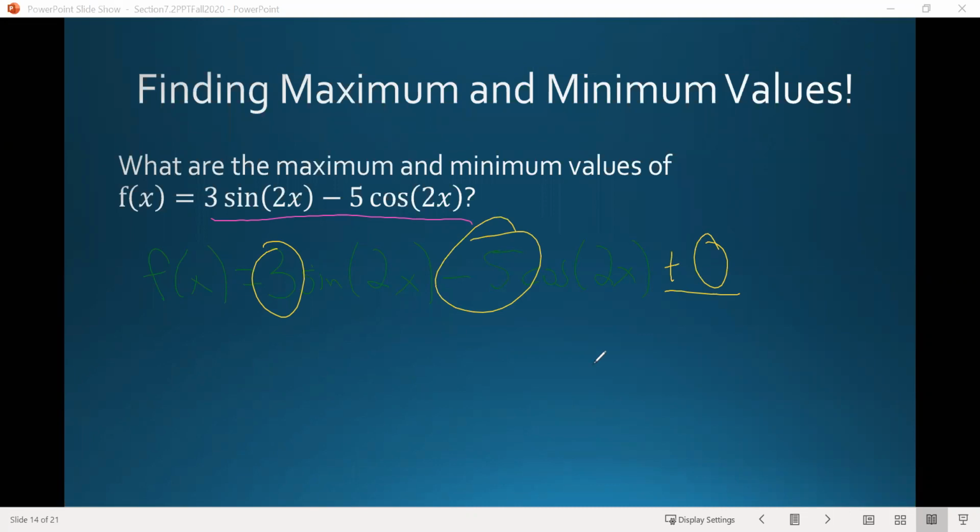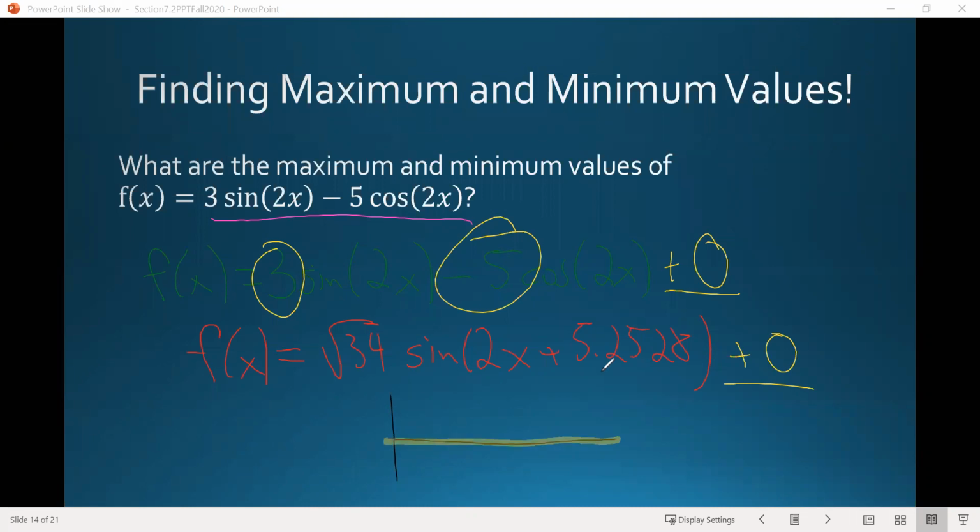But we saw on the previous slides that this function could be rewritten as follows, as f of x equals, sorry, I'm looking for the answers in my notes. There they are. Square root of 34 times sine of 2x plus 5.2528. Okay. And we can use this now to find the max and min values. Because if we think about if we were to graph this function, well, we first of all see that there's nothing being added on the end here, so that'd be like a plus 0, which tells us the midline would be here at 0. And then the amplitude we see is root 34.